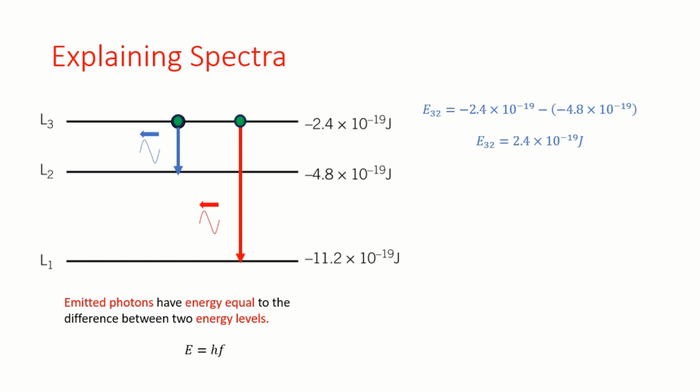Now, as we've learned before, if we have a photon, it carries energy E equals hf, so I could actually calculate the frequency of that photon. We simply use our E equal to hf, rearrange, so we've got f equal to E over h: 2.4 times 10 to the minus 19, all divided by Planck's constant, that's our 6.63 times 10 to the minus 34. And we end up with a frequency of 3.62 times 10 to the 14.